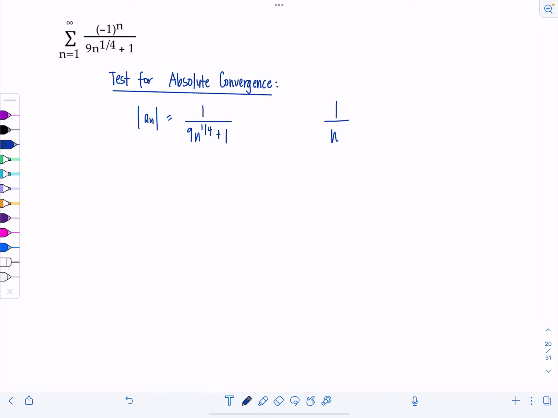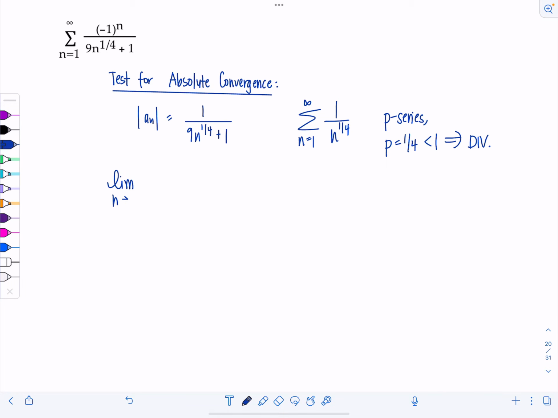N to the 1/4. What do you know about this sum? N equals 1 to infinity, 1 over n to the 1/4. Oh, it's a P series. Yes, it is. P is 1/4, which is less than 1. So this P series diverges. I suspect then that the sum of the absolute value of an will diverge also. Let's use limit comparison test to check.